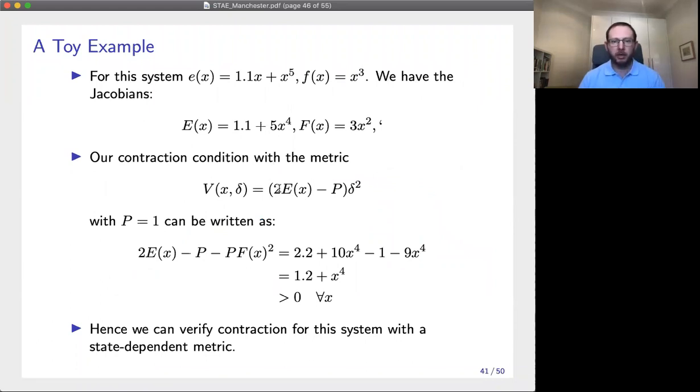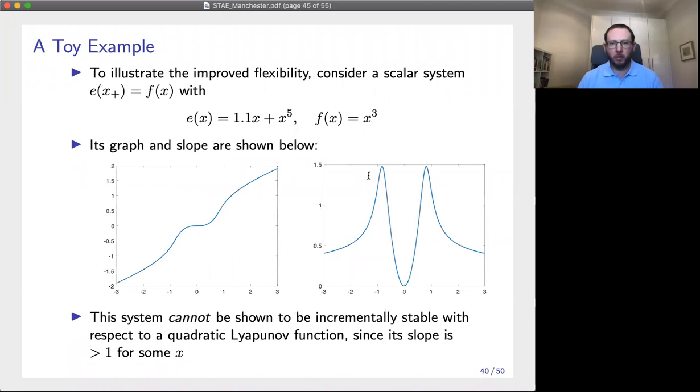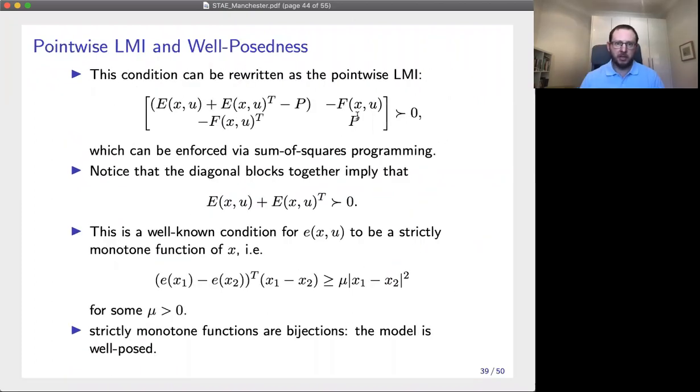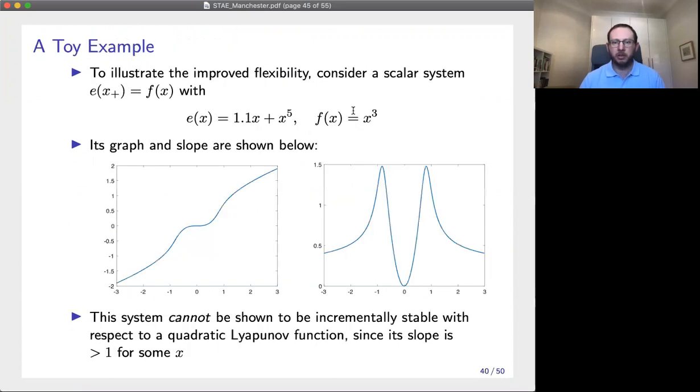But in terms of this non-Euclidean metric, we can actually just substitute this in. We've got our Jacobians here. We substitute this into our condition, and again, a few terms cancel, and we just end up with 1.2 plus x to the 4, which is strictly positive for all x. And so in this scalar example, we can show that, using this condition, we can find models which cannot be proven to be stable using a quadratic Lyapunov function.